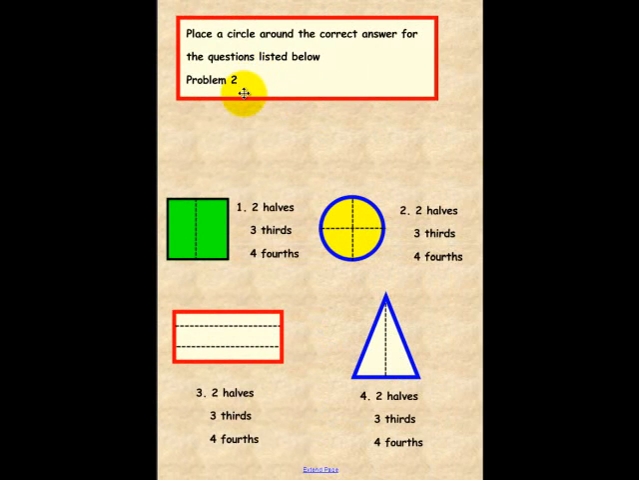Problem 2. We should have another student up at the video. Place a circle around the correct answer for the questions listed below. If you notice, we have 1, 2, 3, and 4 shapes, and the answers are below them. Please circle the correct answer now.